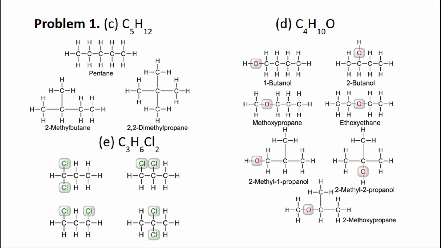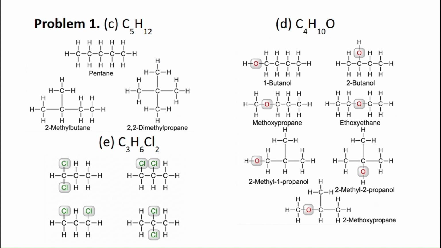Problem 1D. Draw all constitutional isomers for C4H10O. Here, oxygen adds an exciting layer. Oxygen is divalent, meaning 2 bonds. It can sit between a carbon and hydrogen, forming an alcohol, or between 2 carbons, forming an ether. Part A. Alcohol, 4-carbon chain variations.